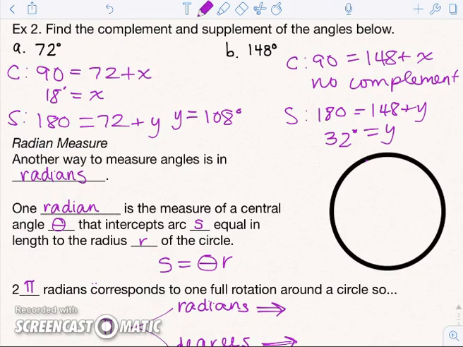So 1 radian is the measure of a central angle theta that intercepts the arc S, equal in length to the radius of the circle. So S is equal to theta, the measure of the angle, times r. So let me explain here.